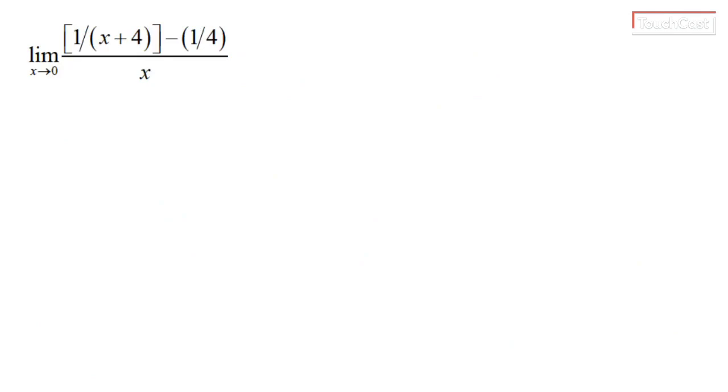I have the limit as x approaches 0 of 1 over x plus 4 minus 1 over 4, all divided by x. This is an example of a complex fraction. It's a fraction in which either the numerator or denominator, or both, contains another fraction. So we're going to simplify this limit expression by using the same techniques you've used before to simplify complex fractions.